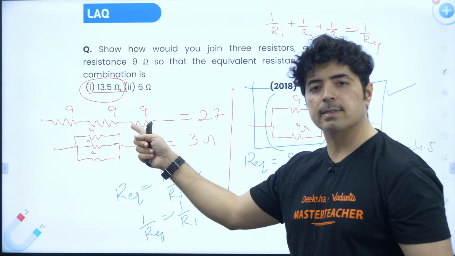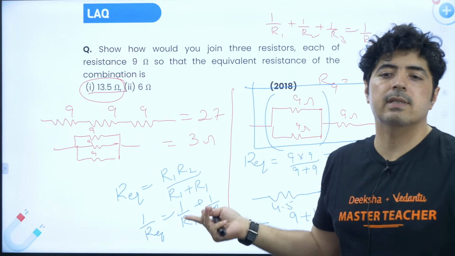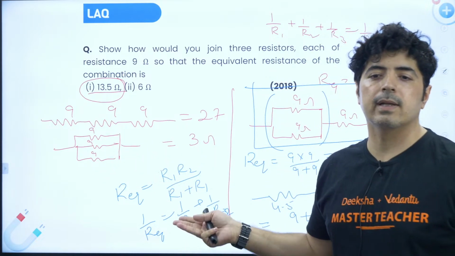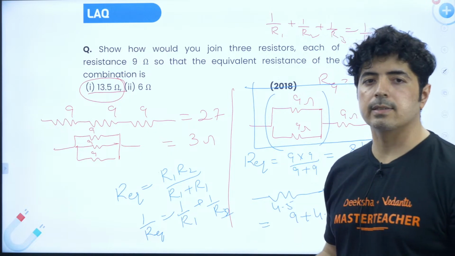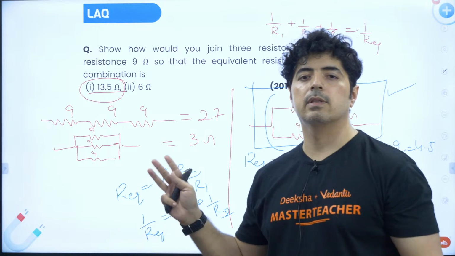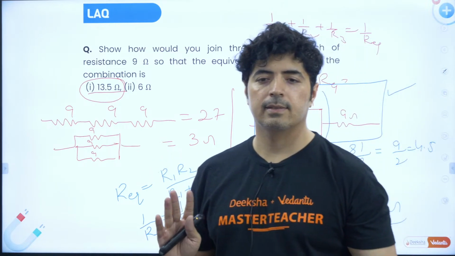But you don't have to write this. We know that in series we add all 3. All 3 is 27, so this can't be the right thing. All 3 in parallel, 9 by 3, you will get 3, which is also not the right answer. Then what to do? Then just try this kind of combination, and there we go. We got the answer.